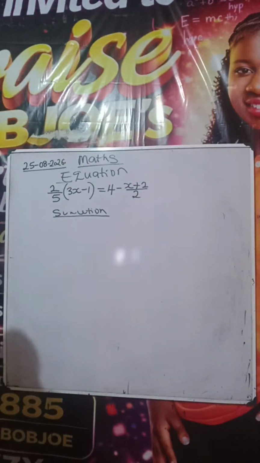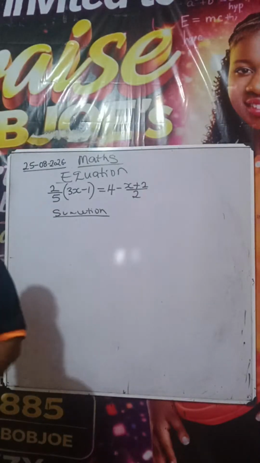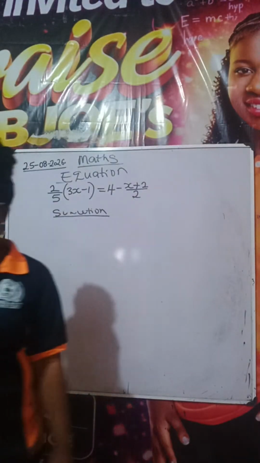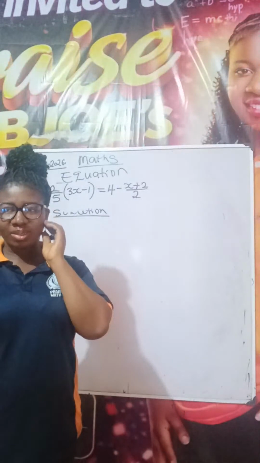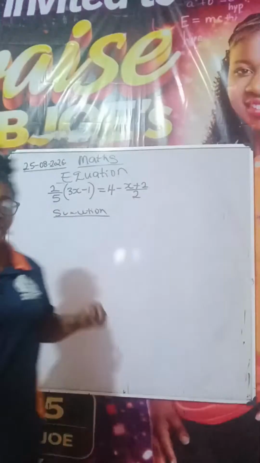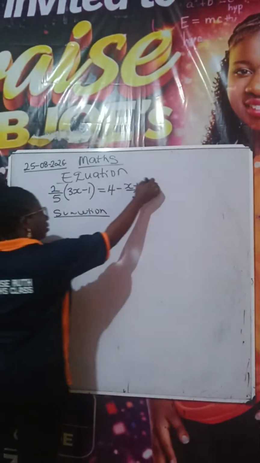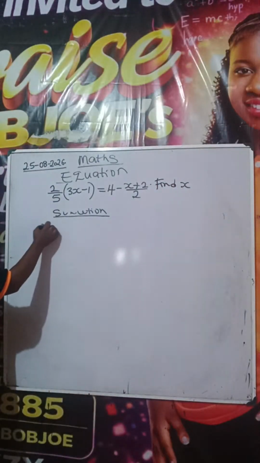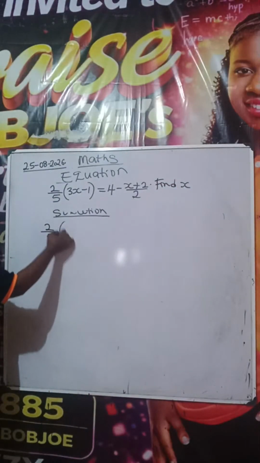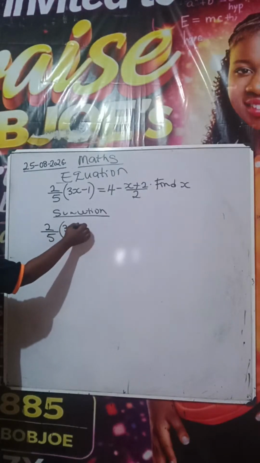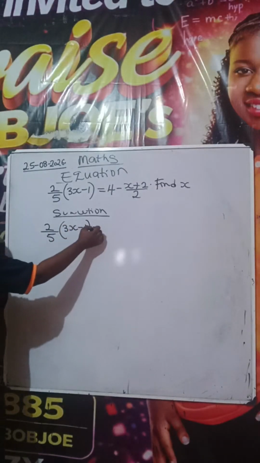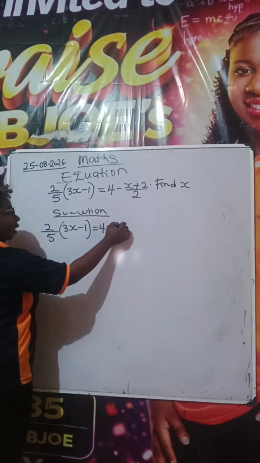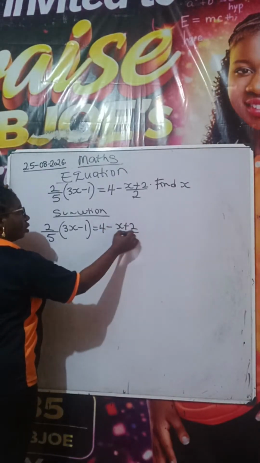This one, how do we solve this one? Like, what are we going to do? This one also is still very simple. So let's bring the question down. Find x. Yes, we keep finding the x. So 2 over 5 multiplying 3x minus 1 equals 4 minus x plus 2 all over 2.